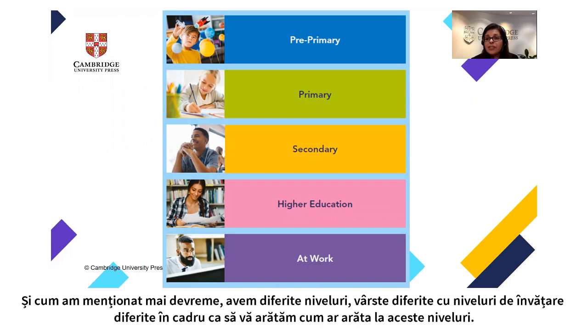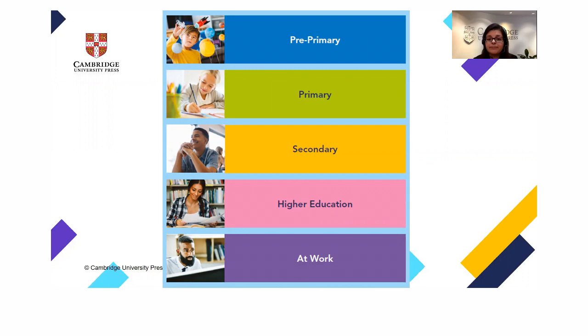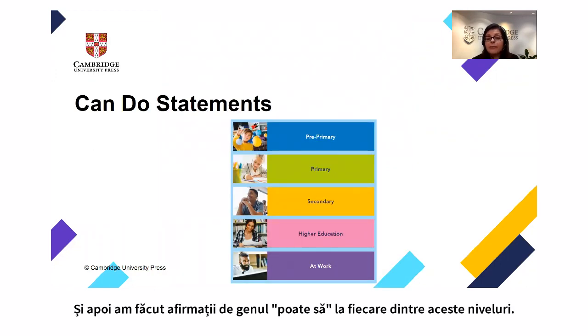And as I mentioned earlier on, we have then different levels, different age groups or stages of learning in the framework to show you what this would look like at those different levels. So we have everything from pre-primary to primary, secondary, higher education, and at work. And then we produce can-do statements for each of these levels.